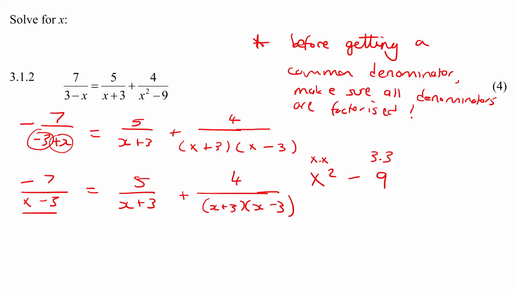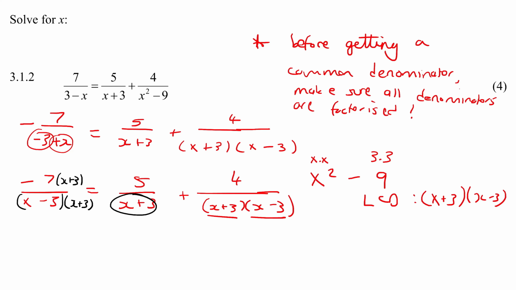Now we've got x minus 3 there, and we've got x minus 3 there. We've got x plus 3 there and x plus 3 there. So our lowest common denominator is just going to be x plus 3, x minus 3. Because all I need to do then is I just need to multiply this one over here by x plus 3. What you do to the bottom, you do to the top. All I need to do is multiply this one by x minus 3. What you do to the bottom, you do to the top. And I don't need to do anything with that.